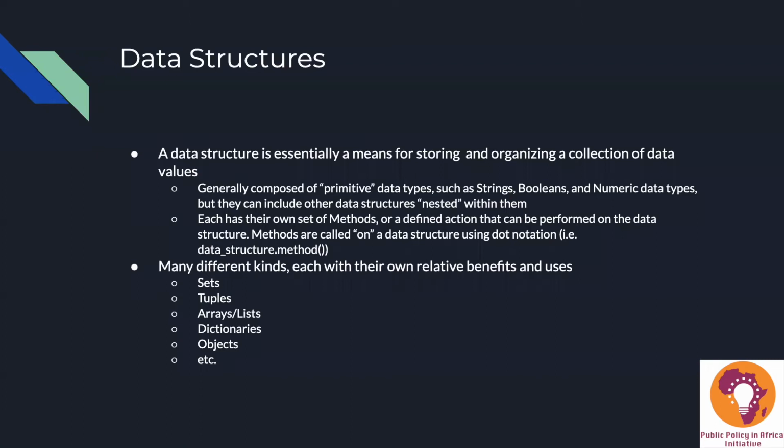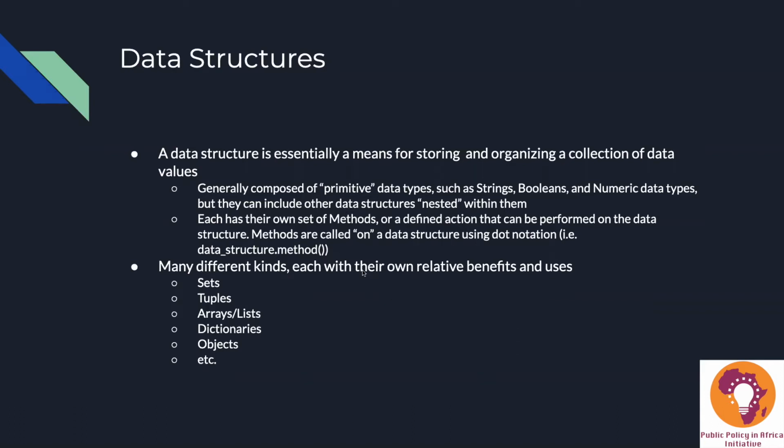Each has its own set of methods, or defined actions that can be performed on the data structure. Methods are called on a data structure using the dot notation. So you'd have your data structure, dot, the method that you're trying to call, and then parentheses after the method name. If there are no parentheses after, that's called an attribute. We'll talk about attributes later on, but for now, we're just going to talk about methods.